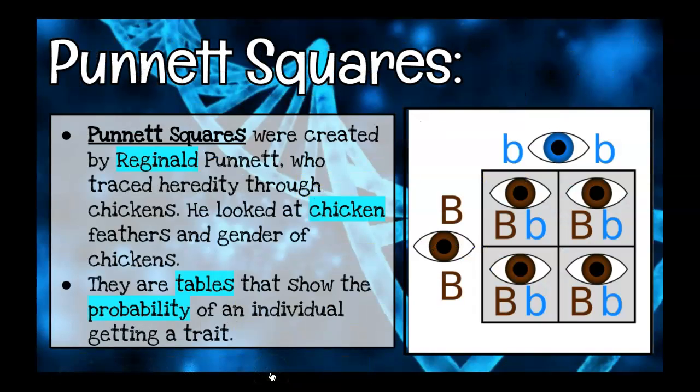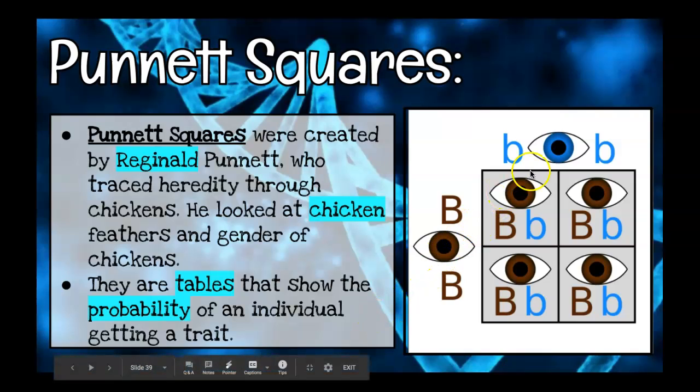So let's talk about how we figure out the probability of getting traits. We use a Punnett square, and Punnett squares were created by Reginald Punnett, who traced heredity through chickens. He looked at their feathers, their gender, and he used this table to figure out the probability of passing on certain traits.